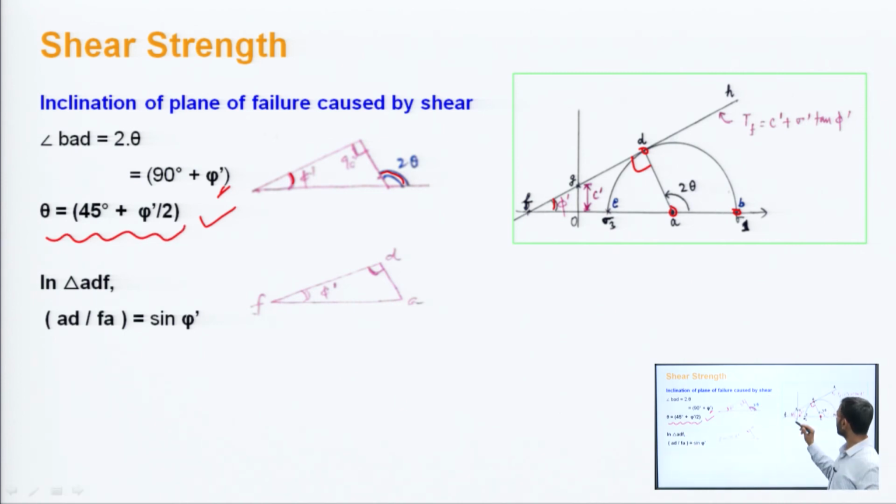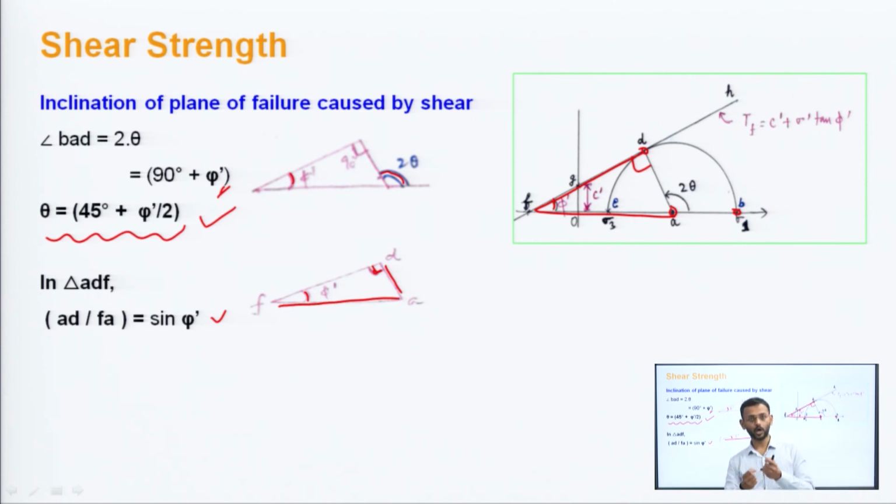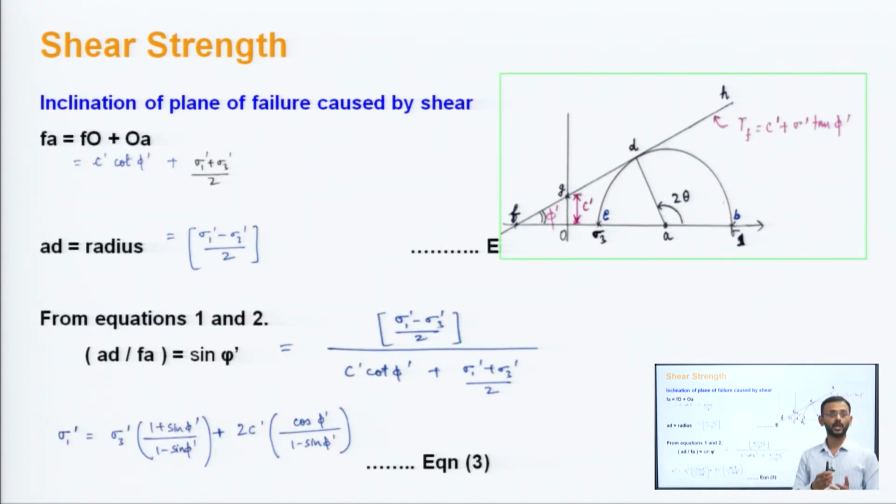Then if you move on to triangle ADF, taking this rectangle, alright. In this, here it is phi dash, here it is D. So, in this case sin phi dash is given by AD by FA, alright. So, this is the sin phi dash there. Now we have to find out AD and FA. If we find out this AD and FA, we can have a relation with respect to sin phi dash. Okay. So, FA is equal to what?